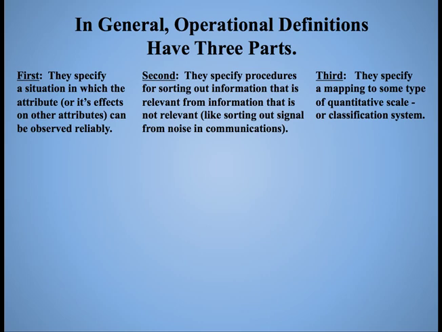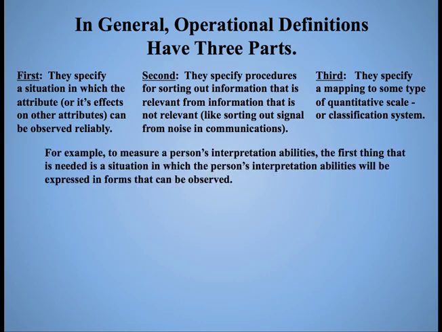First, they specify a situation in which the attribute, or its effects on other attributes, can be observed reliably. Second, they specify procedures for sorting out information that is relevant from information that is not relevant, like sorting out signal from noise in communications. Third, they specify a mapping to some type of quantitative scale or classification system.